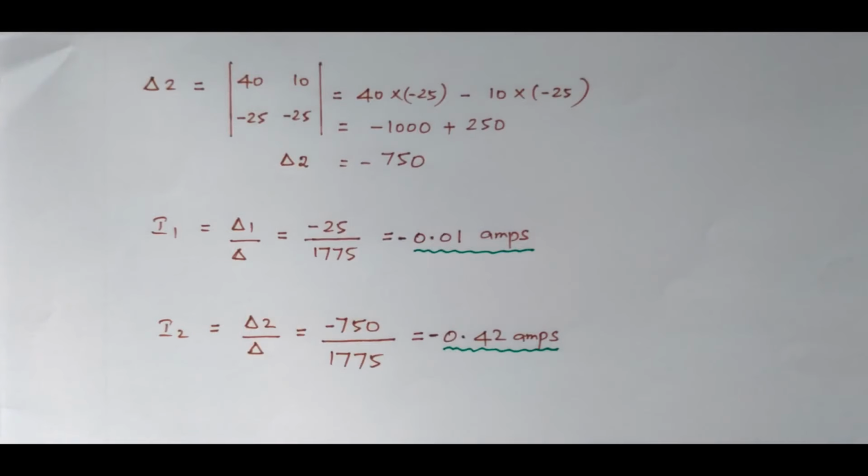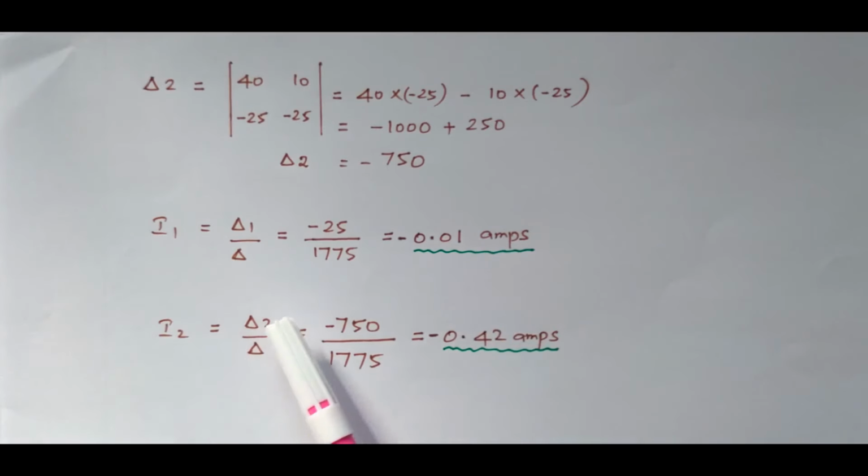So from delta 1 and delta 2 we can find I1 and I2. I1 is nothing but delta 1 by delta: minus 25 divided by 1775. We already calculated delta 1 and delta. So it is minus 0.01 amperes. 25 divided by this 1775 will give minus 0.01 amperes.